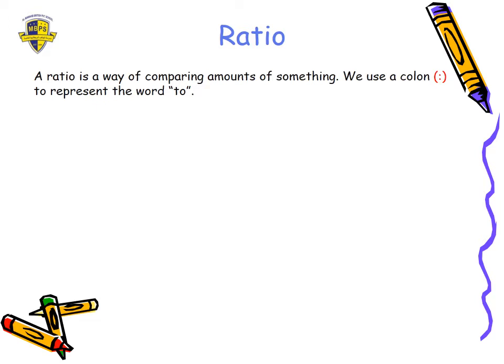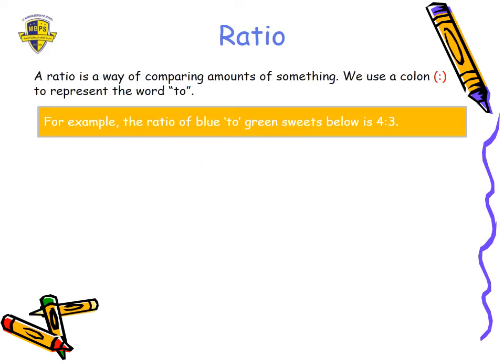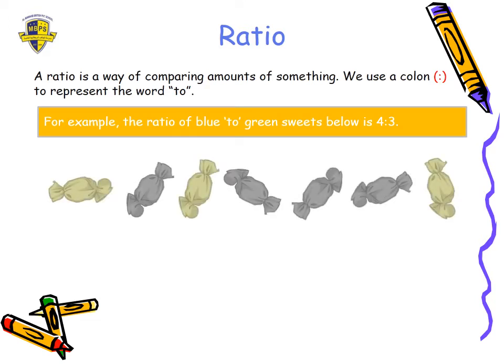Let's solve this example. All of you can see the sweets, and here if I ask you how many are blue, excellent, 4, and how many are green, 3, good. The question now, we want to write the ratio of blue to green. So how many blue? 4, good. To green, how many green? 3. So the ratio here is 4 to 3.